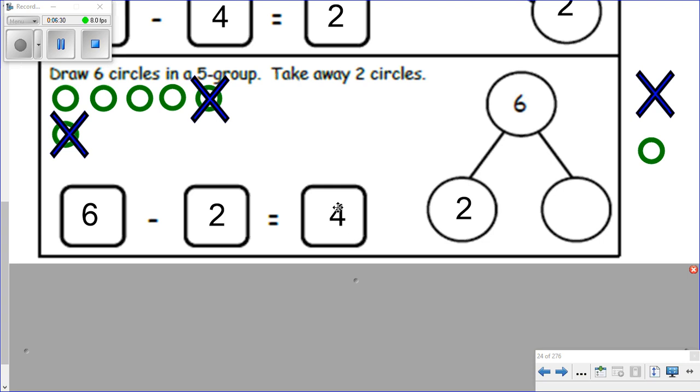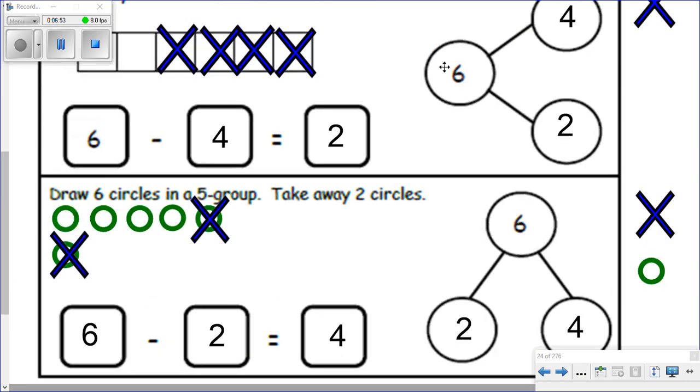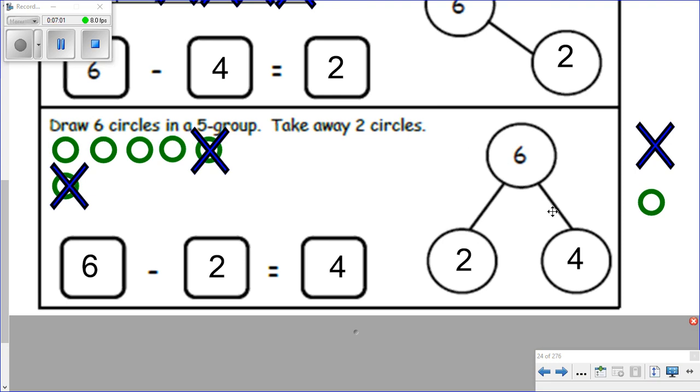4 are left. And 4 is the other part of our number bond to show our parts. So when we use a number bond for subtraction, the whole amount goes in the whole amount part. Remember, it's not always at the top, it depends on which way the number bond is facing. Remember, look at this number bond, the whole amount was over here on the side. And then the parts are what come out from the whole amount. And here were our parts.